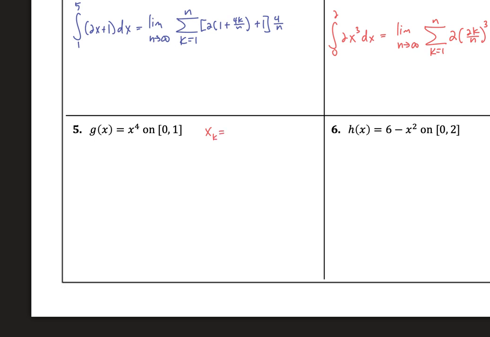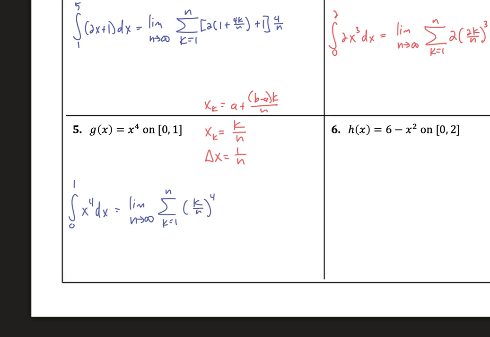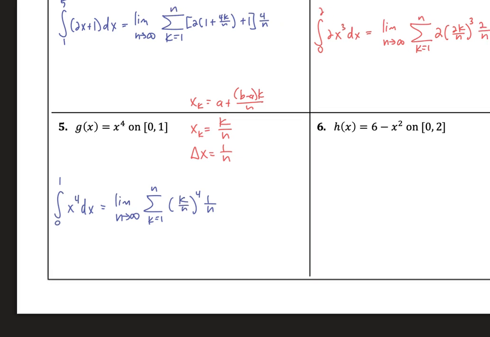So xk is a plus b minus a times k over n. So a is 0 again, so b minus a is 1, so this is really just k over n. And then our delta x is just 1 over n, b minus a over n. Okay, so our integral from 0 to 1, same exact thing as limit as n approaches infinity of, instead of x, we'll write k over n to the 4th, and then our b minus a over n goes on the outside.